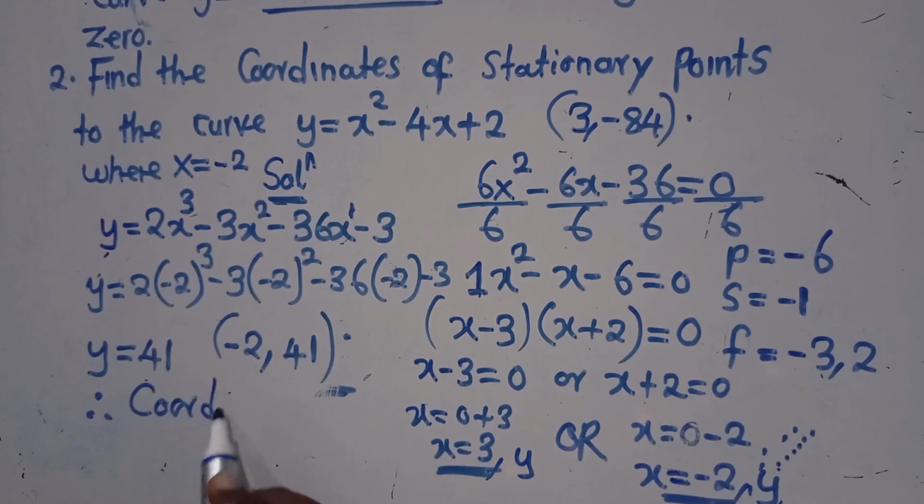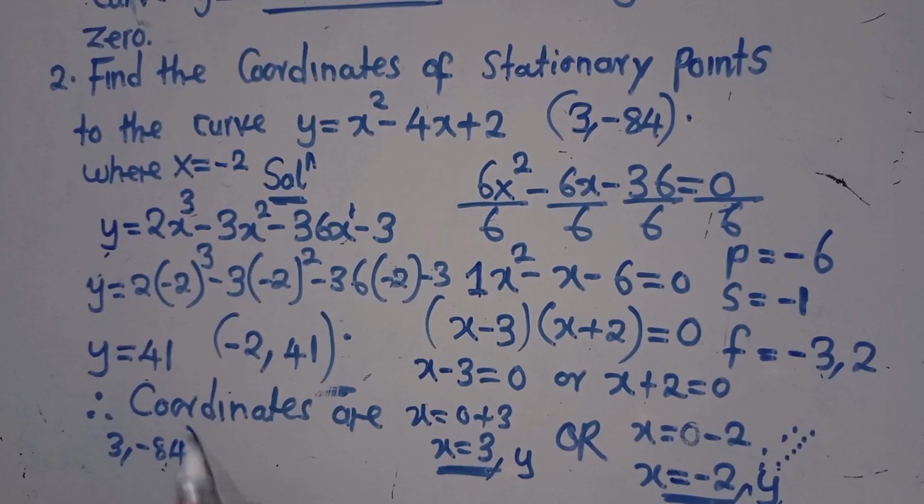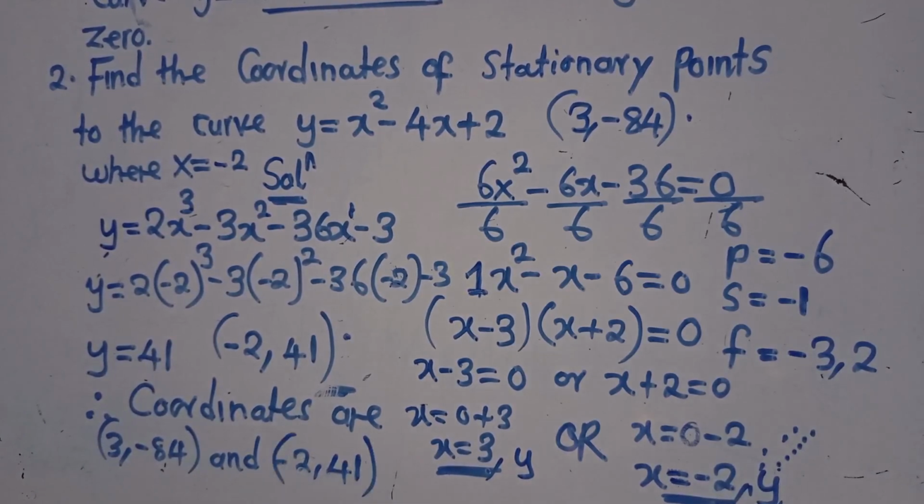These are the coordinates, this one and that one, where you conclude and say that therefore the coordinates of the points are 3, -84 and -2, 41. These are the coordinates of the points. This is what you are supposed to do. This is what you need to get and understand.